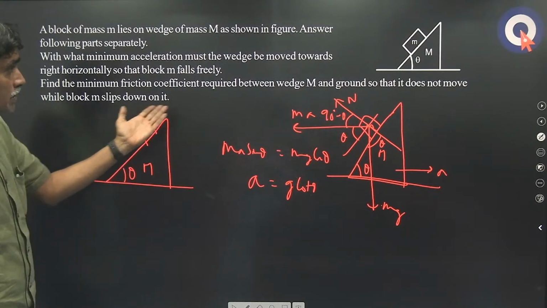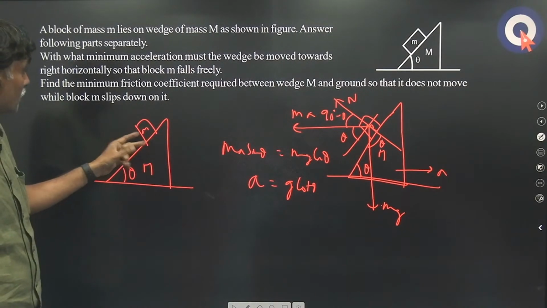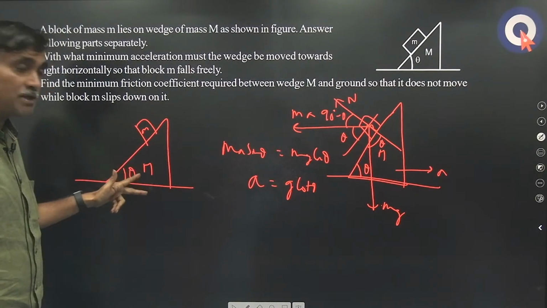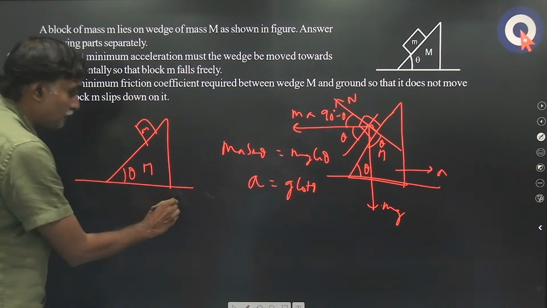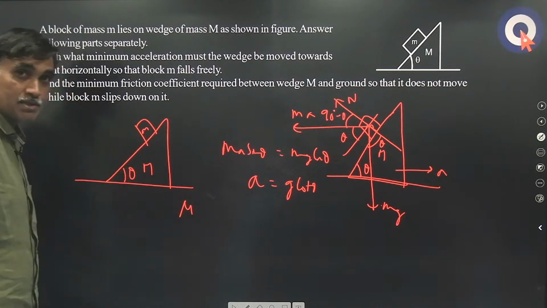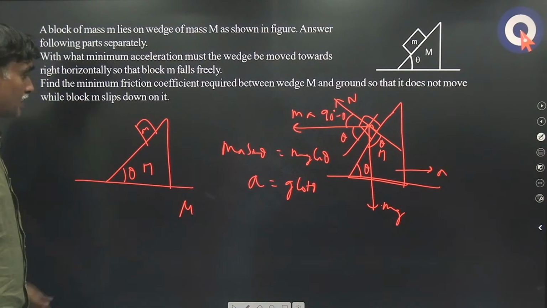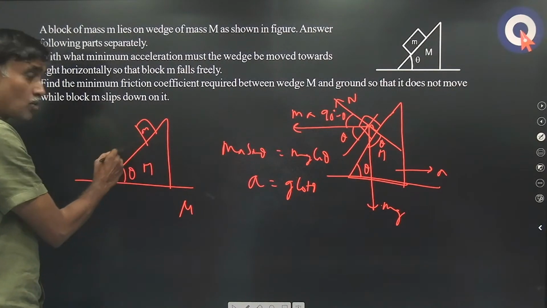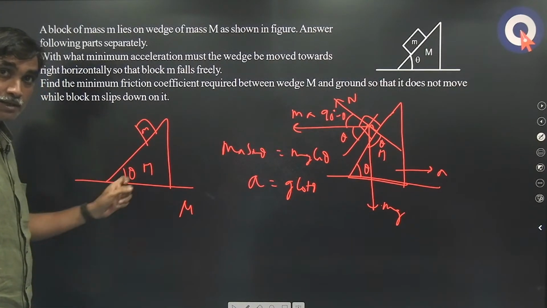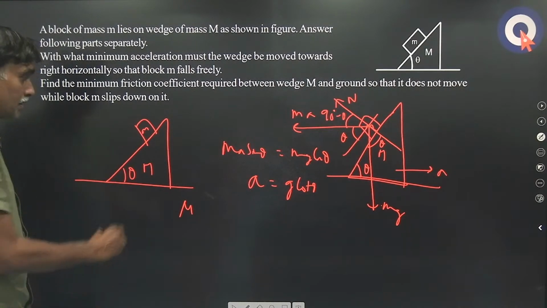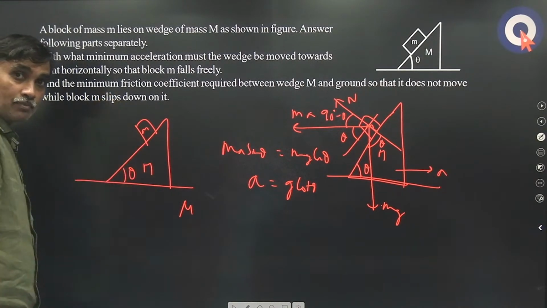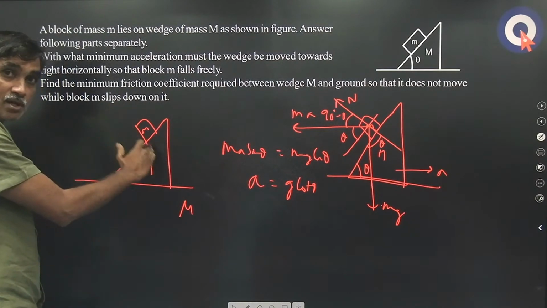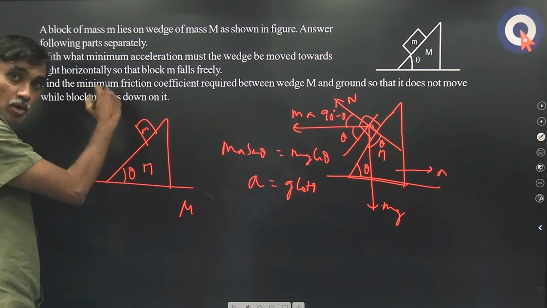I will assume they did not mention whether there is friction here or not, but I assume it is smooth, but there is friction between wedge and ground. Let the coefficient of friction between wedge and ground be mu, and small m is sliding down. Then the acceleration of small m is g sin theta and capital M should not move. Then the normal force acting on small m is mg cos theta. Net force in this direction on small m is 0.